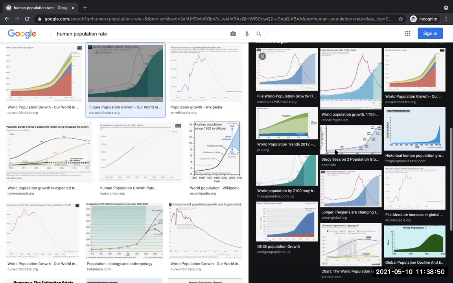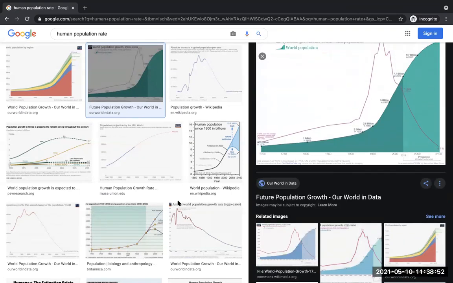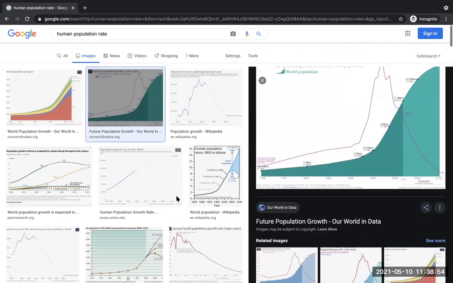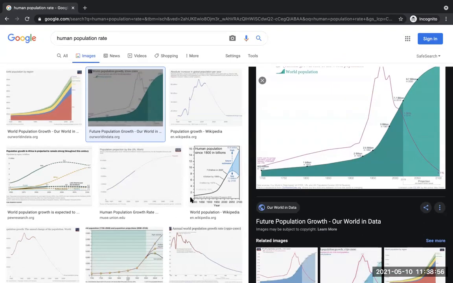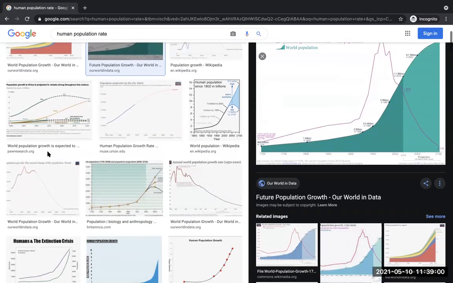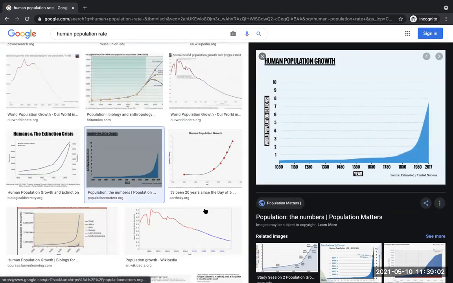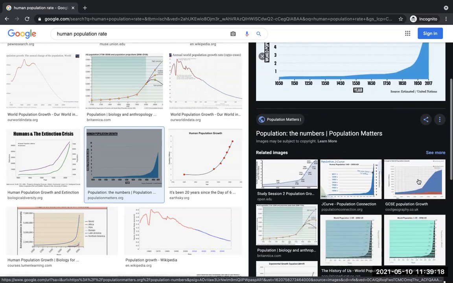So I was trying to look for one that goes back maybe to 1000 BC or something, but I can't find one. So we could just look at this one maybe. Okay, so you see that this is human population, and it starts here and goes up to 2017. So it's not up to date. It doesn't bring us to where we are today.